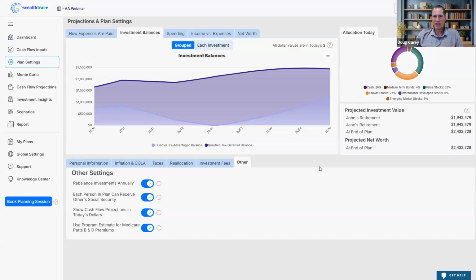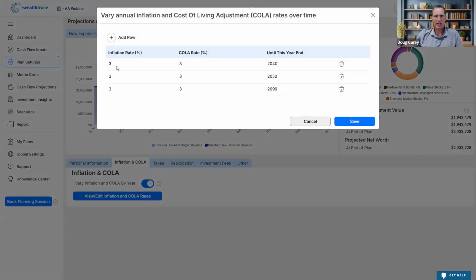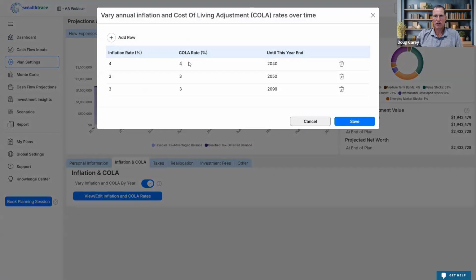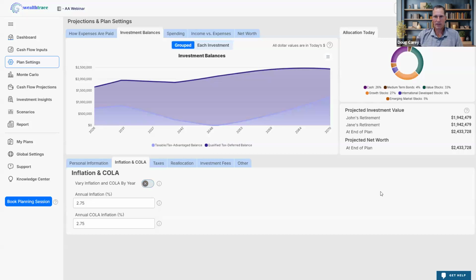Are you using a two-step inflation, higher short term and lower later? Well, that's up to you. You can do it. Here it is. Under plan settings, inflation and COLA, toggle this on. You can change that right here. You could say 4% for inflation and COLA through 2040. I mean, that's pretty pessimistic, but you can do that and you can change it up however you want. So yes, you can absolutely go year by year with the inflation rates.